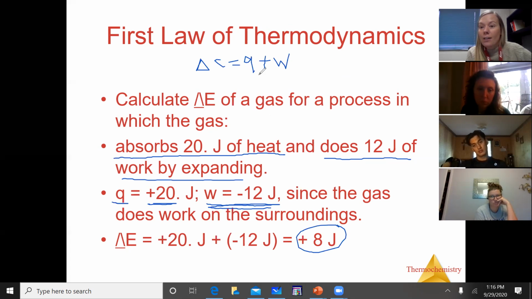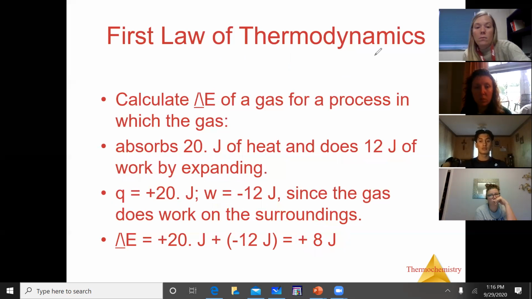It's not hard in the sense that it's just two variables that we're adding together. The trickiest part is going from the word problem, asking yourself, is this energy coming into the system or is the energy going out of the system? Let's do another couple of these.